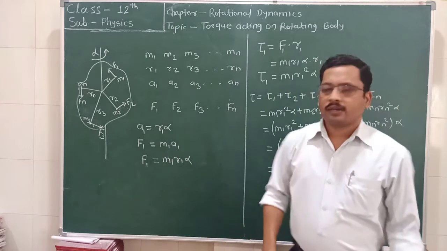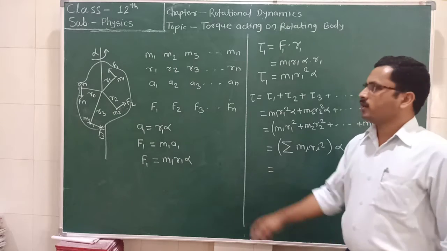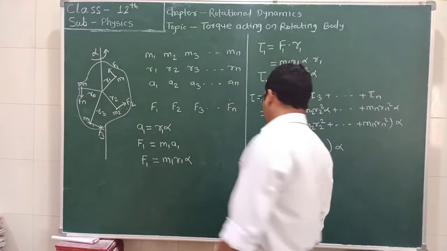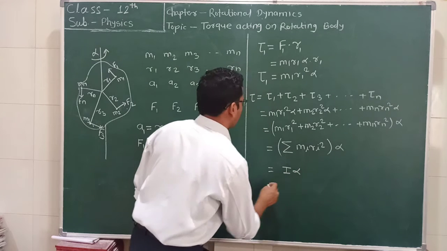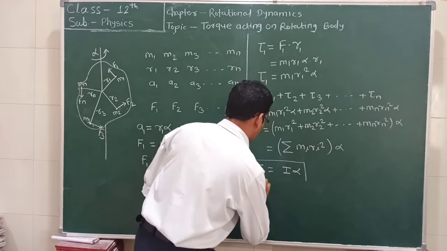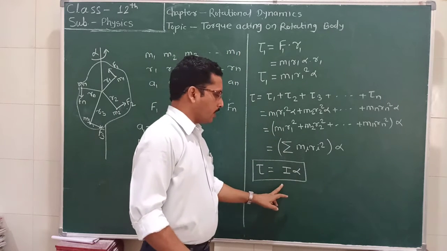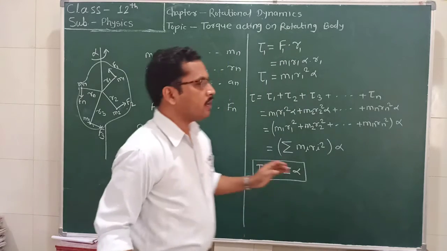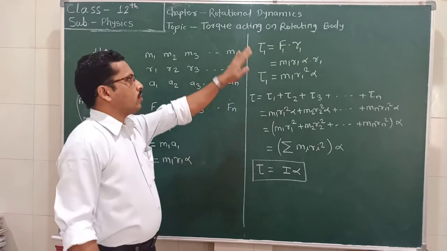But we know what this term is. This term is nothing but the moment of inertia of the rotating body about the given axis of rotation. Therefore, we can write this as moment of inertia I multiplied by alpha. Therefore, this is the relation for the torque acting on the rotating body in terms of moment of inertia. In this section, we derived a relation for the torque acting on a body.